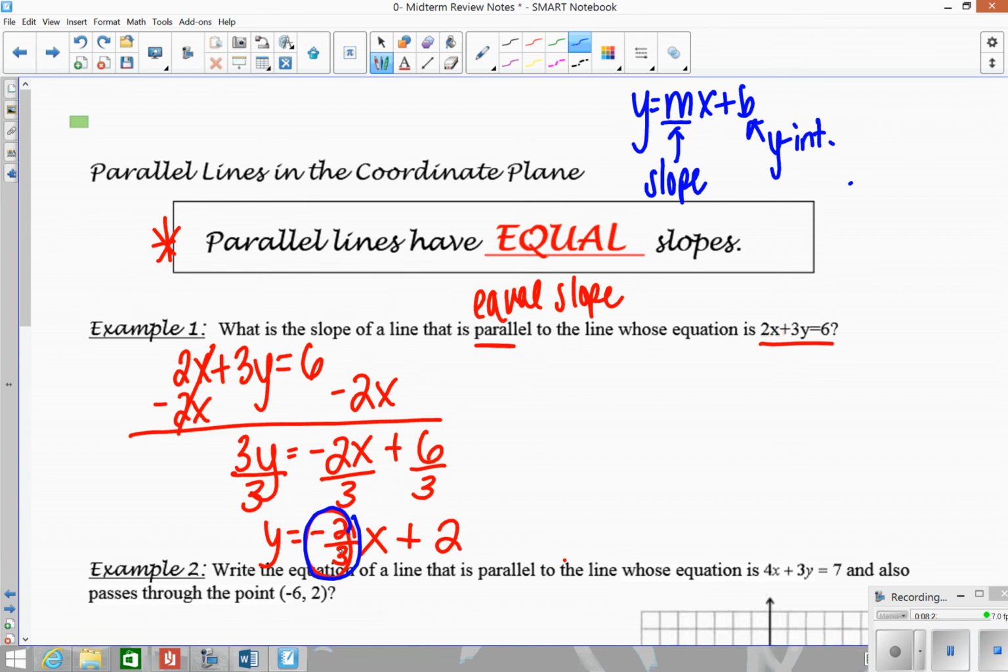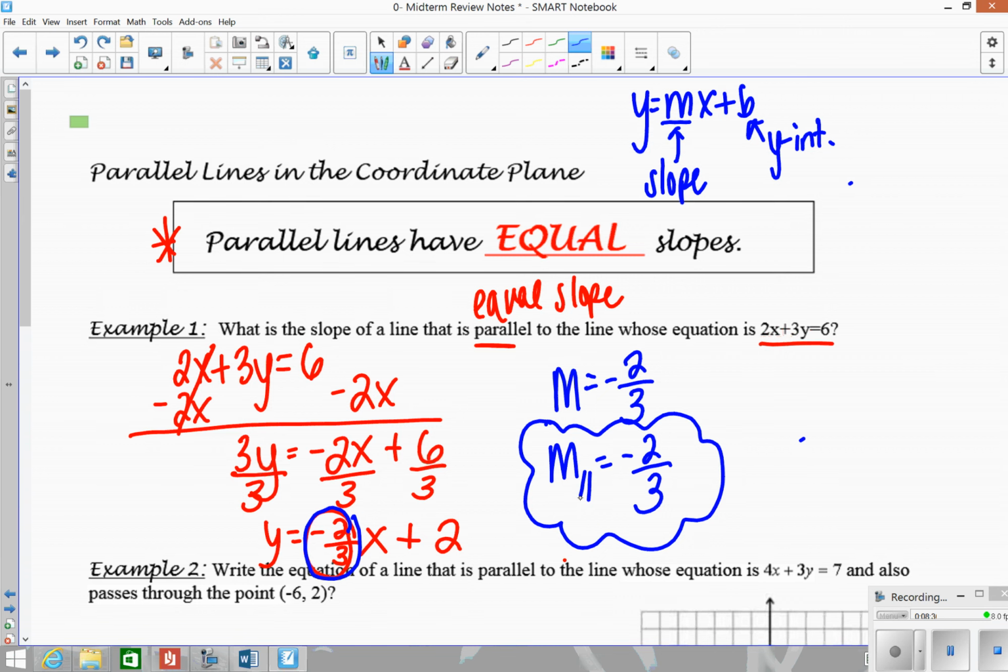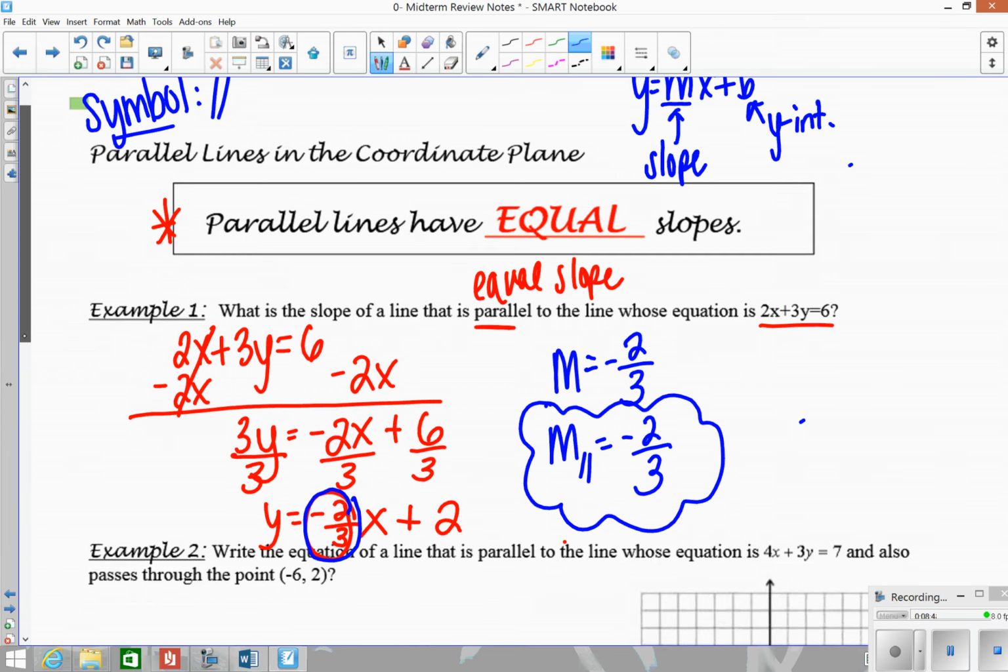So the slope of this line is negative 2/3, which means my parallel slope is going to be negative 2/3 as well. And that's it for this one. Now this symbol here, just in case you didn't remember, the symbol for parallel looks like a slanted 11, or two lines that never cross. So that's your answer for that one.